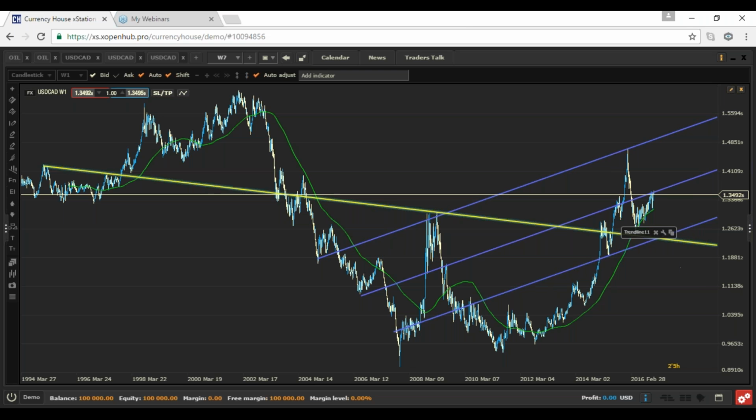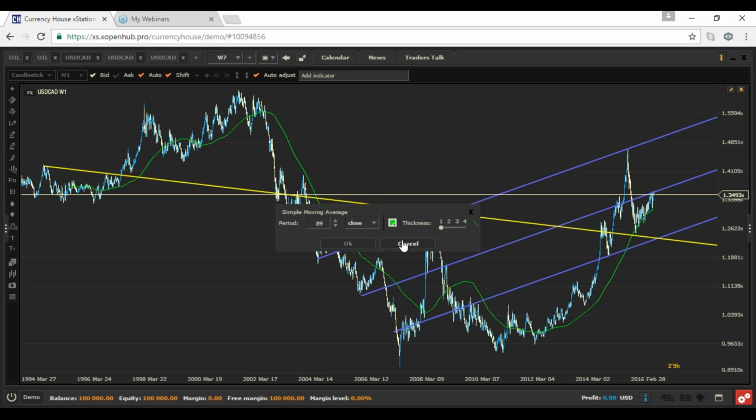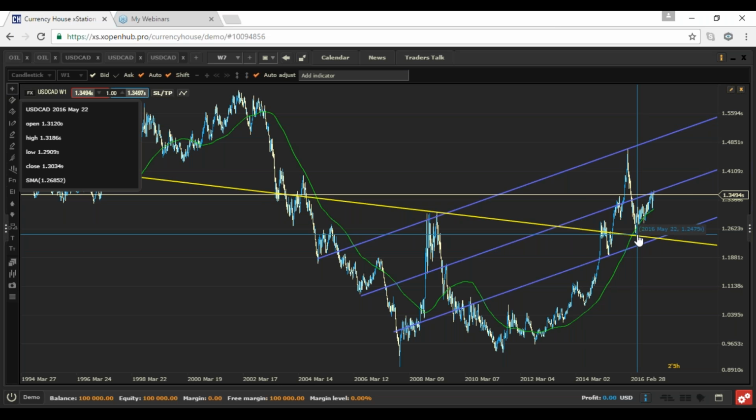We can see that the prices of USD CAD are above the green line, which is a simple moving average with the period of 89 weeks. Just imagine, it's almost 2 years. So we can see here that the price of USD CAD is being supported, it's been above this line for rather long period of time. We talk about the period of time from April 2016.